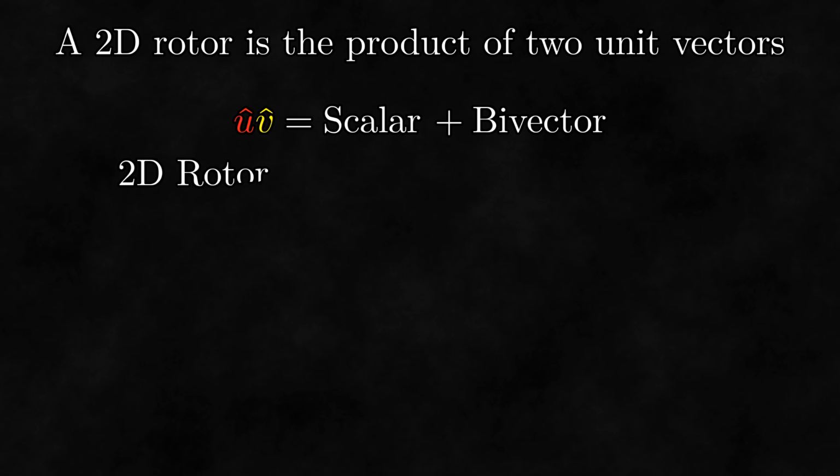There are other ways to think of the product of two vectors. We have seen previously that the product of two vectors is a scalar plus a bivector. Thus, all 2D rotors are the sum of a scalar and a bivector. Because 2D bivectors only have one component, we can write all 2D rotors in the form a plus bI, where I is once again the unit bivector in 2D.